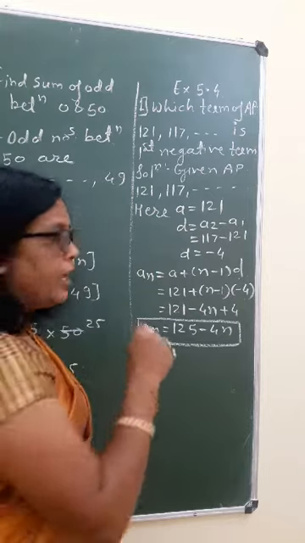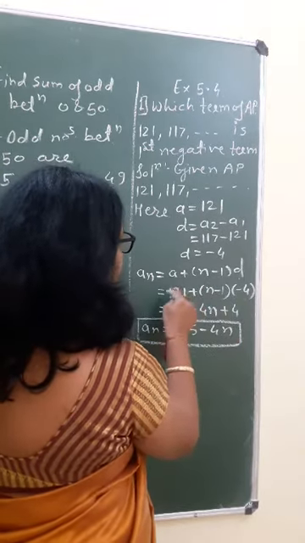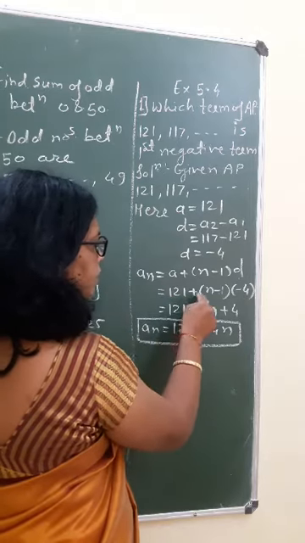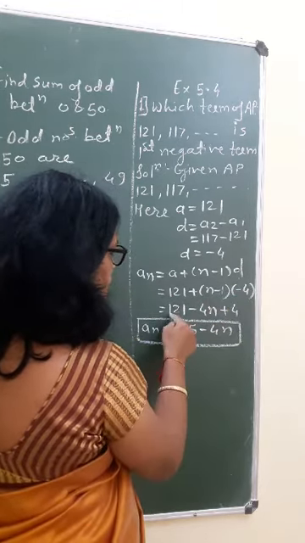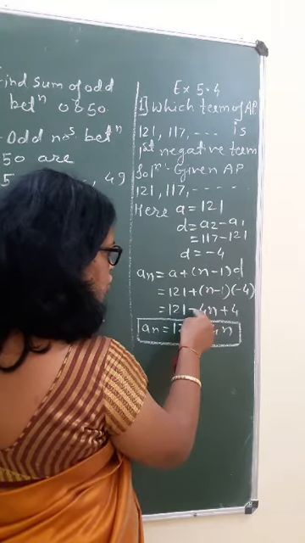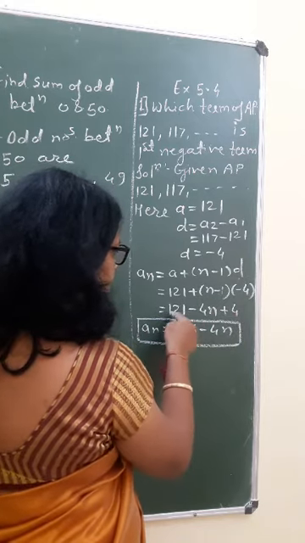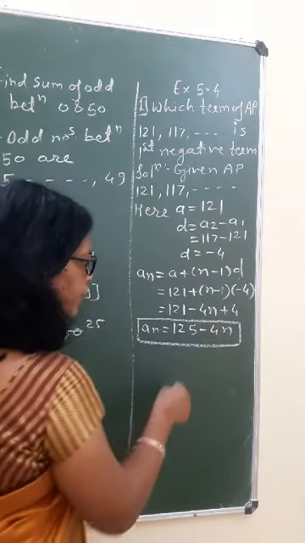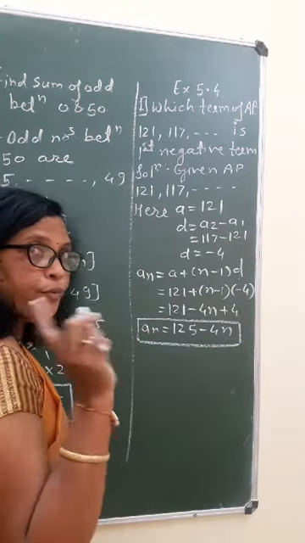Here we will find an. an is nothing but a plus n minus 1 into d. The a value is 121 plus n minus 1, and the d value is minus 4. Here we will solve: 121, minus 4 we are going to multiply, so we will get minus 4n. Minus into minus is a plus 4. 121 plus 4 is 125 minus 4n. This is the value of an.